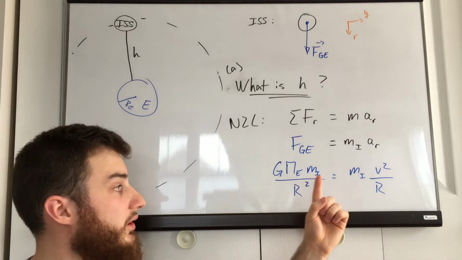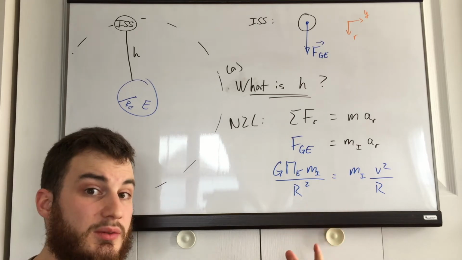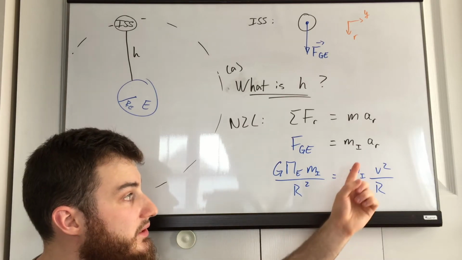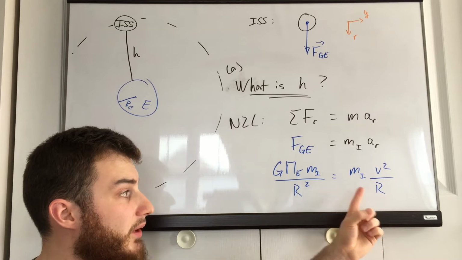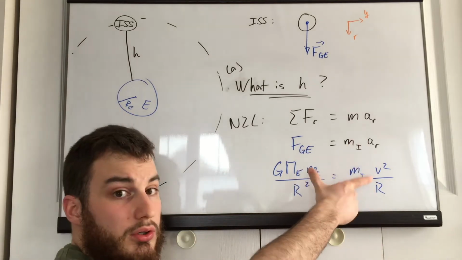G m_E, mass of the Earth, times m_I, mass of the ISS, over r squared, the distance in between the two, center to center distance. This is important, and that is equal to the mass of the ISS times its speed squared divided by the center to center distance. I'll erase and continue on from this.